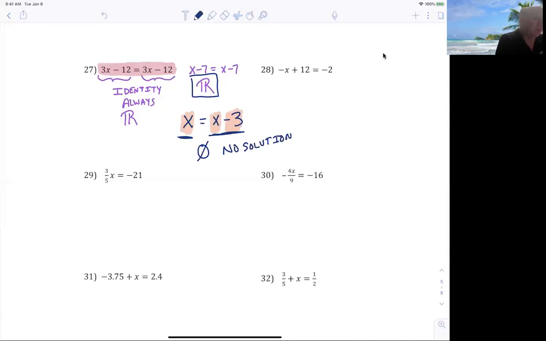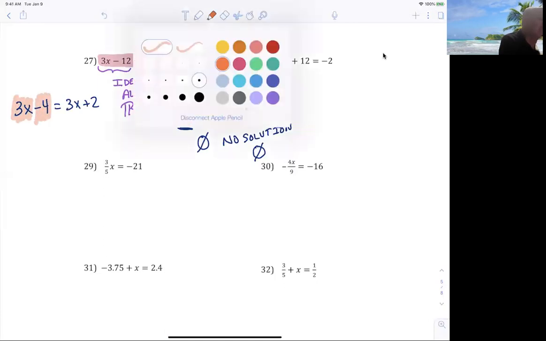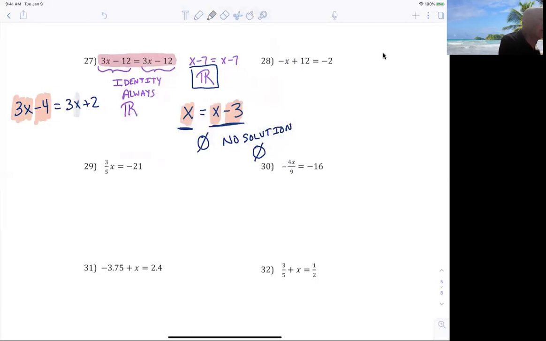Now the symbol for no solution, again, is the 0 with a line through it. All right, so whenever you come up to a contradiction, you will say that there is no solution. I'll give you another example. I say 3x minus 4 equals 3x plus 2, immediately you should look at that and say that's a contradiction. How do I know it's a contradiction? Because 3x minus 4 is not possible. There's no way that can be 3x plus 2.